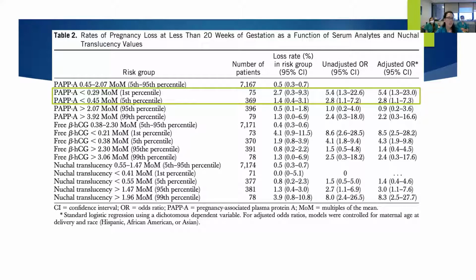So this is to mention what I just said, that PAPA less than the 5th percentile, that is 0.4 MOMs, was associated with pregnancy loss at less than 20 weeks.